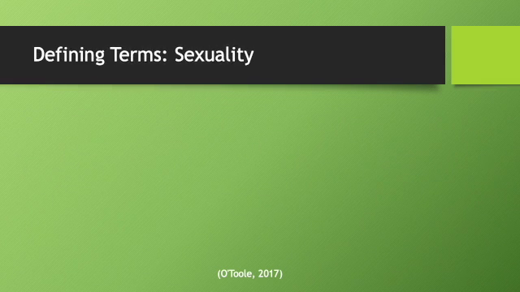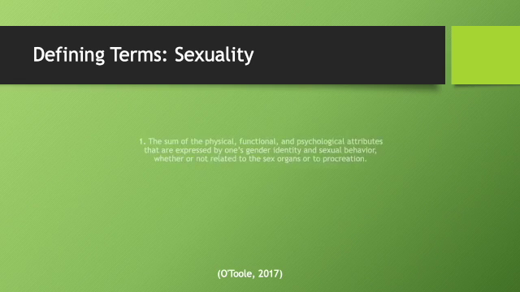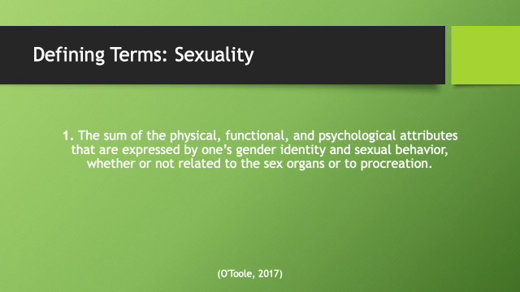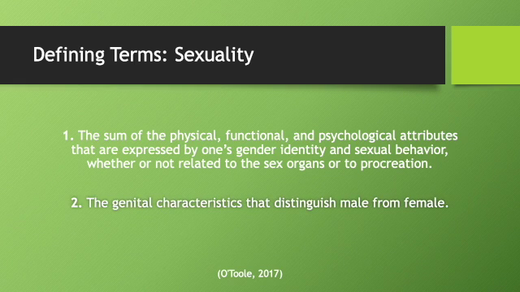The term sexuality can have many meanings. In one medical dictionary, sexuality is defined as 1. The sum of the physical, functional, and psychological attributes that are expressed by one's gender identity and sexual behavior, whether or not related to the sex organs or to procreation. And 2. The genital characteristics that distinguish male from female.